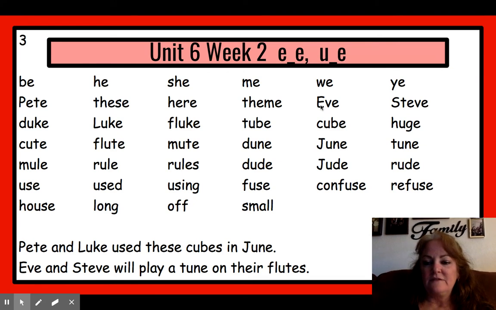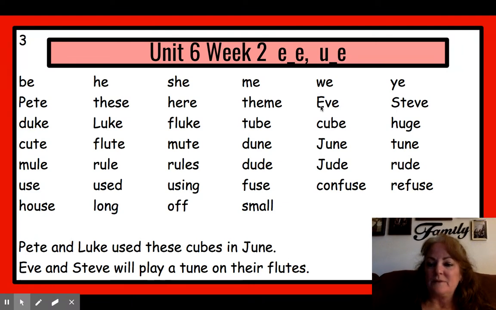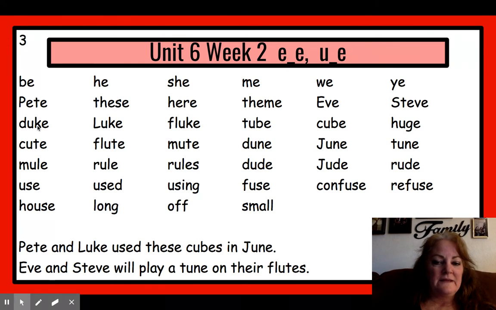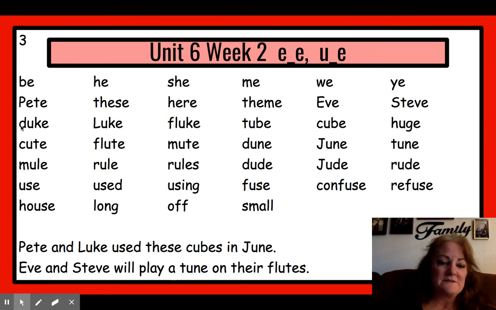Notice the capital E for Eve and the capital S for Steve. Remember that proper names of people get capital letters. Okay, here we go. Next line. Now we're doing long U. Long U, a K in the blank, and a silent E at the end. Let's read these words or sound them out.